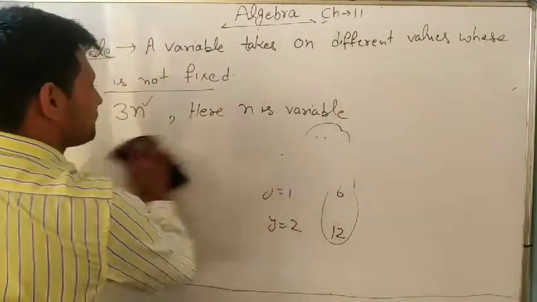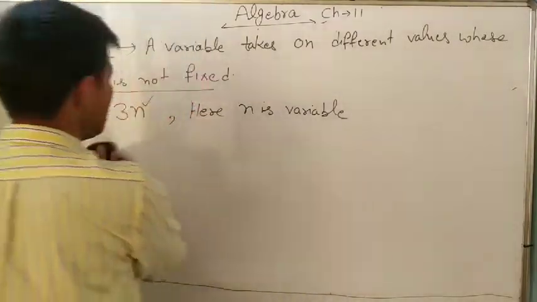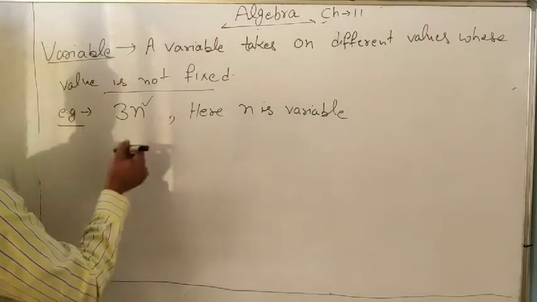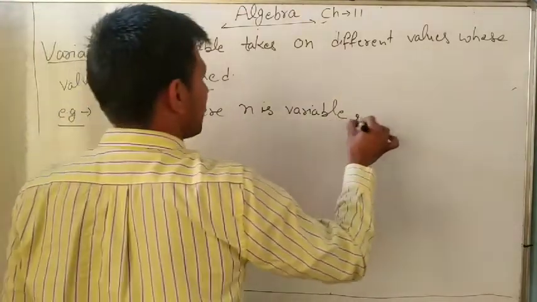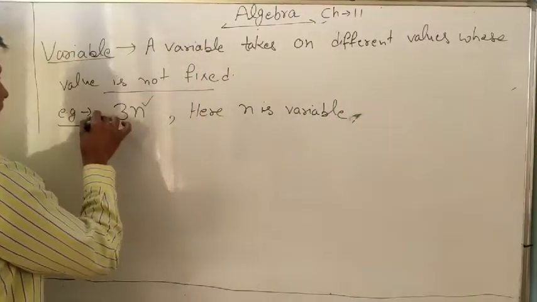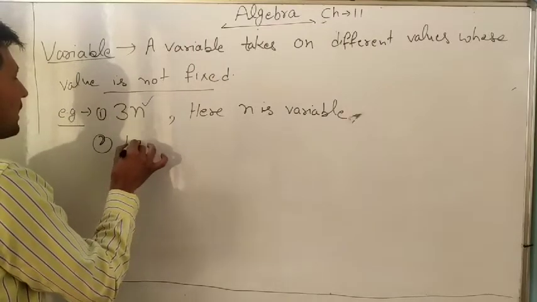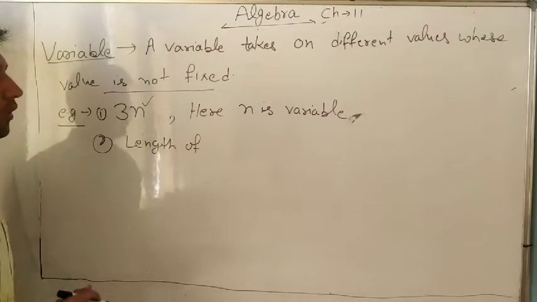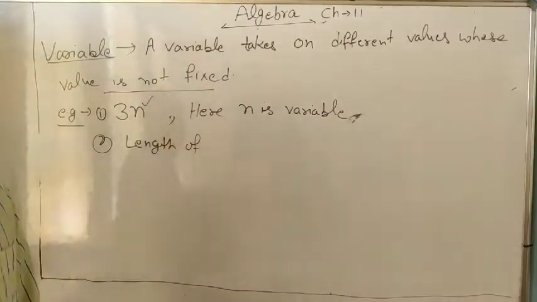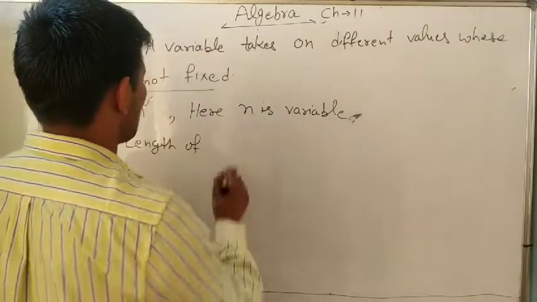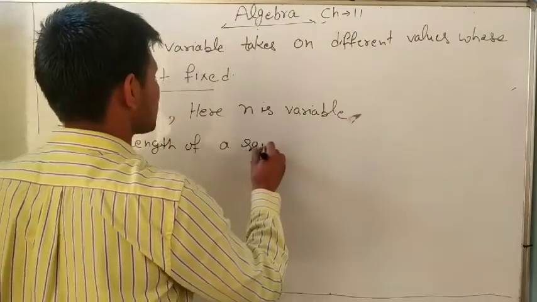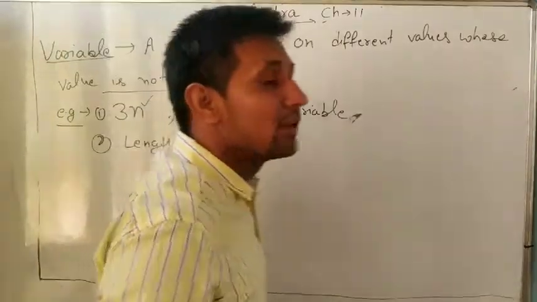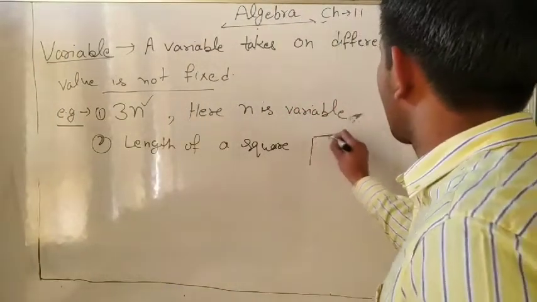And one more example you can write. Second example: the length of a rectangle, otherwise you can write the length of a square. Yes, the length of a square. Always what will we take?